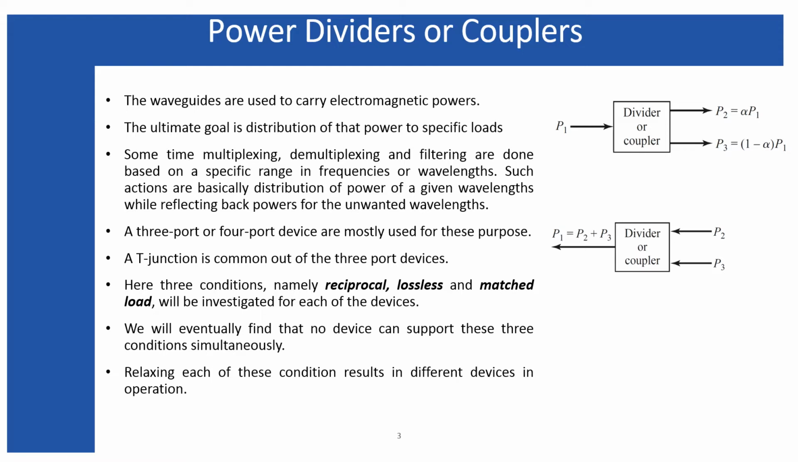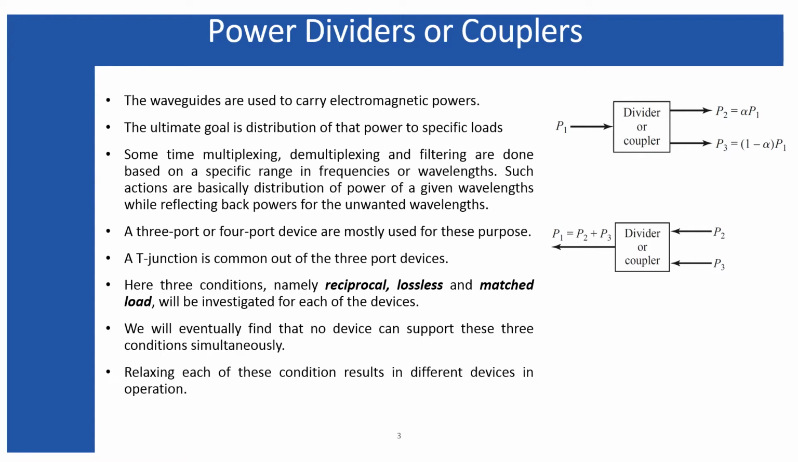Here in this lecture we will mainly see the 3-port networks, and we will first analyze them based on the properties of being reciprocal, lossless and matched. Eventually we will see that no network can support these three properties simultaneously. Therefore, by relaxing each of these properties, we may get different devices in operation.